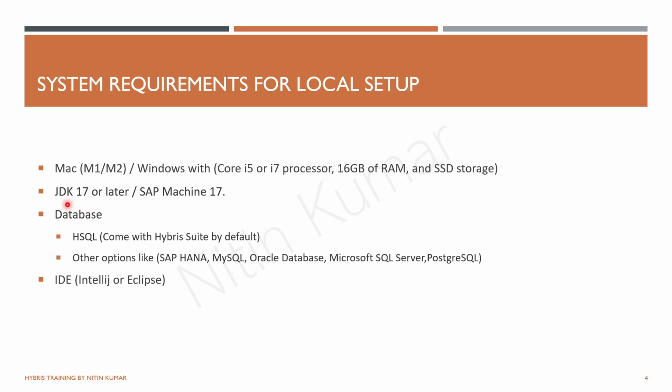Now for this, we will be having JDK 17, right? Java 17, I would say, right? Or later, and we will see the open SAP machine also. So we have the open JDK. Along with that, we will see what type of database we will be using. So if I talk about SAP Hybris, by default it will provide you HSQL database. Now HSQL is your database which comes with SAP Hybris suite. So you don't need to make any configuration specifically for this one. But there are other options also, just like SAP HANA, MySQL, Oracle database, Microsoft SQL Server, and PostgreSQL.